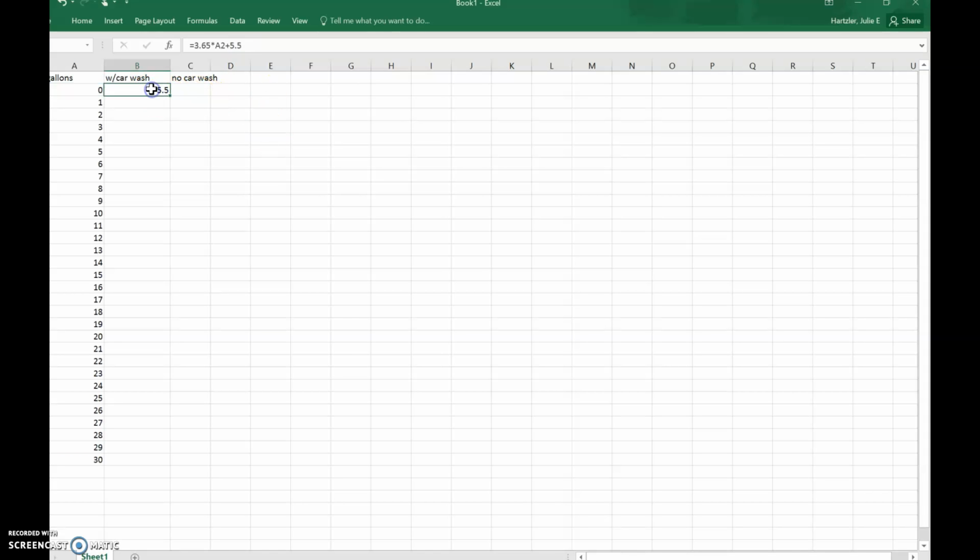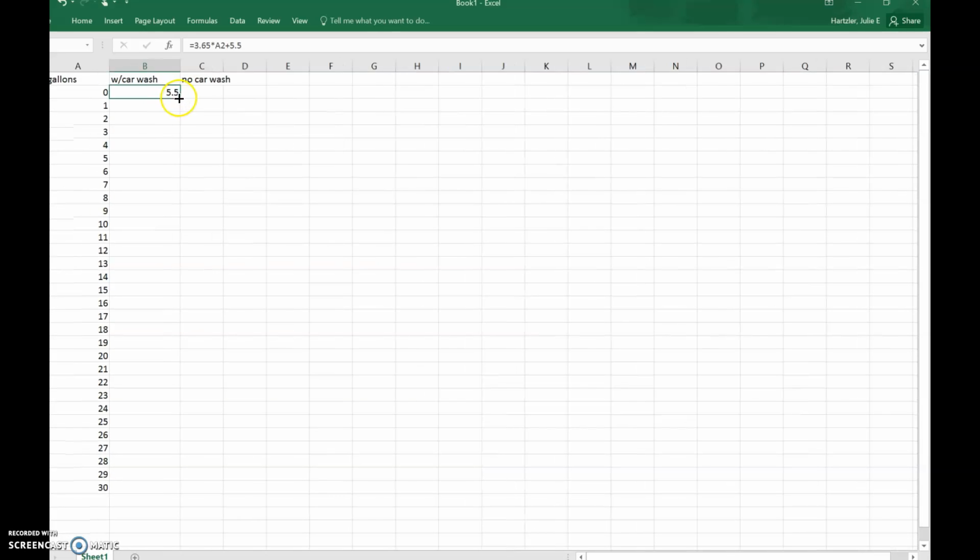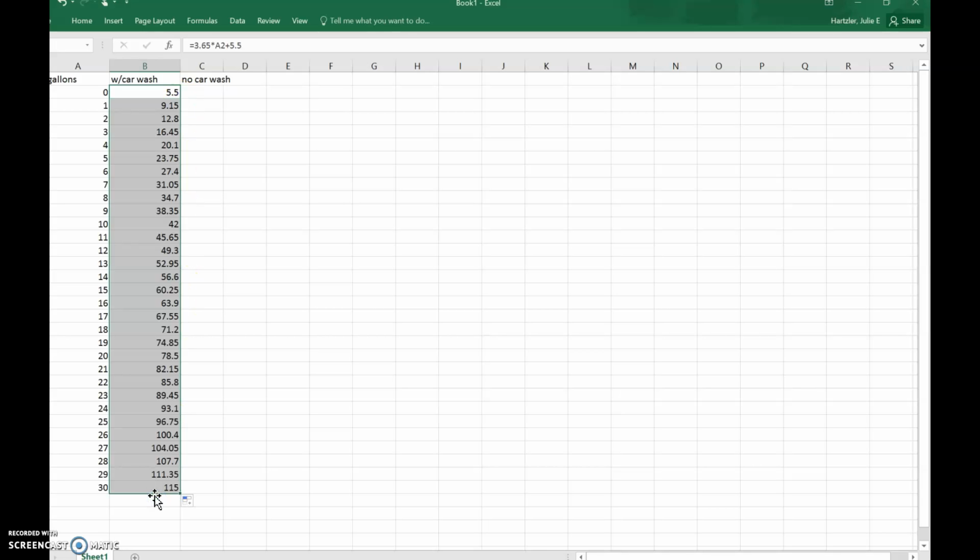Right, and then remember you can grab this little corner guy, or you can copy and paste. I'm just going to try to grab it if I can. I might have to grab my wireless mouse if I'm having some issues here. And it should fill in the numbers, all right? And you can always check, like $30 times the gas, add in the car wash, make sure it works.